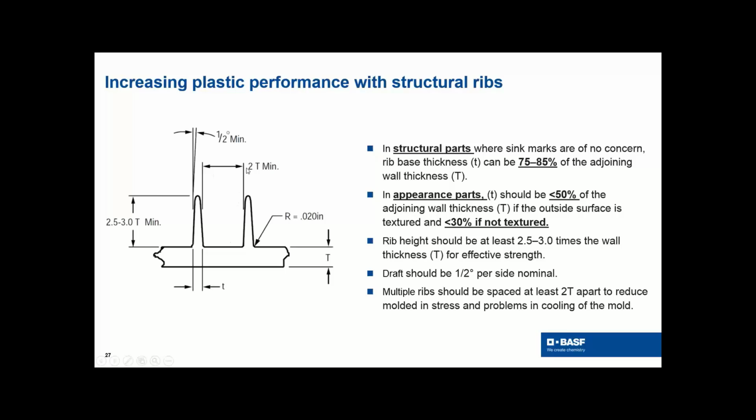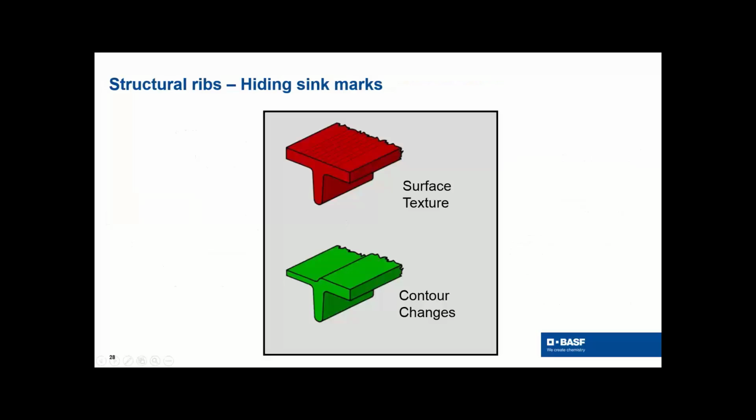And you want to space them a certain distance. And this is showing a 2T. If it's too close, it's going to create other problems. And then lastly, you want to have a draft on here so that when you pull this out of the mold, it doesn't get hung up. And obviously there is your radius in there, that's stress concentration. So the bigger you can go there, the better.